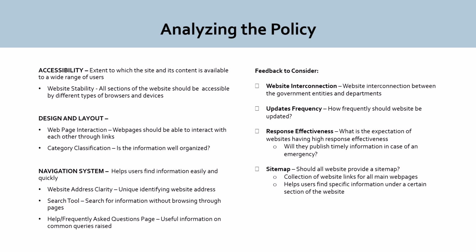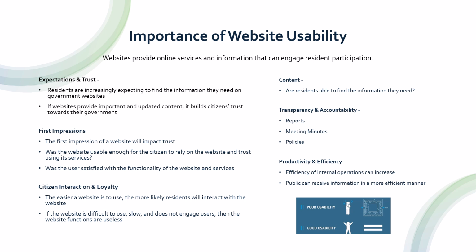And then lastly, I noticed that the policy didn't indicate that there should be a sitemap, which is a collection of website links for all main pages, and it helps users find specific information under certain sections of the website. Why is website usability important? Well, again, websites provide online services and information and encourage resident participation.